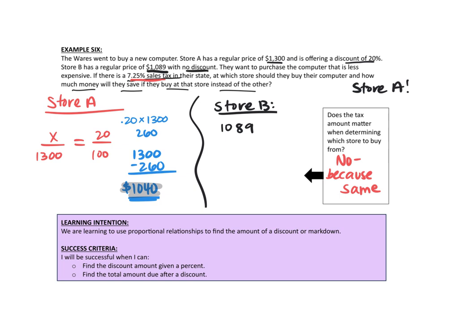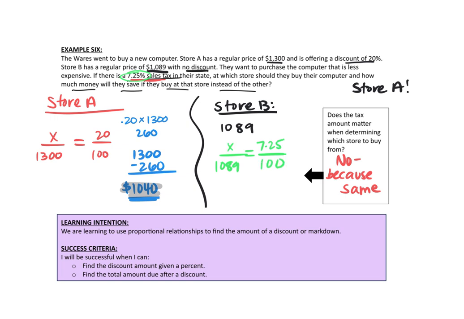Okay, so I'm not going to pay that price. I also have to pay my sales tax, which is an extra 7.25%. So let's go ahead and figure out what the sales tax at each store will be. Let's start with store B. All right, original price is $1,089. I have to pay 7.25% sales tax. That goes over 100, and then I have x.